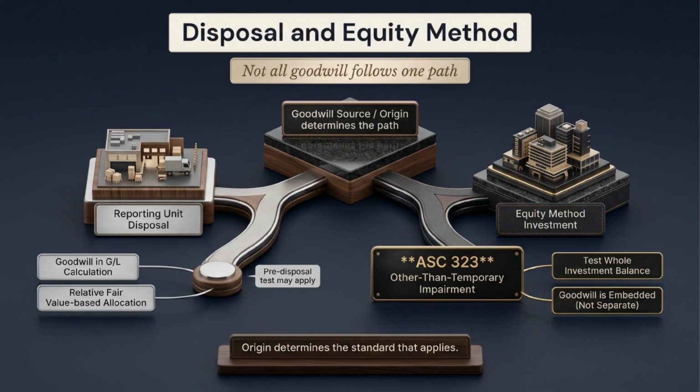Equity method goodwill is different. Goodwill embedded in an equity method investment is not separated and tested under ASC 350 subtopic 20. Instead, the entire equity method investment is tested under ASC 323. The memory line is powerful. Identify the goodwill source before choosing the accounting model.